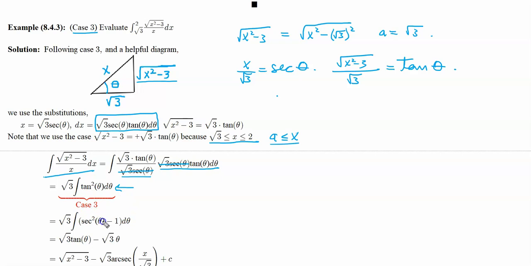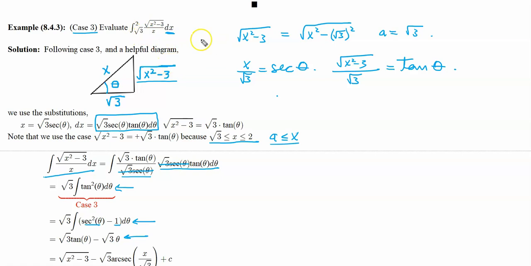Now this is a case 3 problem. You want to convert the tangent squared into secant squared theta minus 1. So right here we have it simplified, because now you can integrate each of these, right? The antiderivative of secant squared is tangent. The antiderivative of 1 is just theta. So right here we are. Okay, and then let's just put these back in terms of x, and then put in our limits of integration.